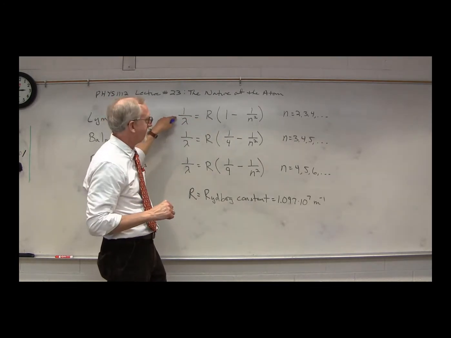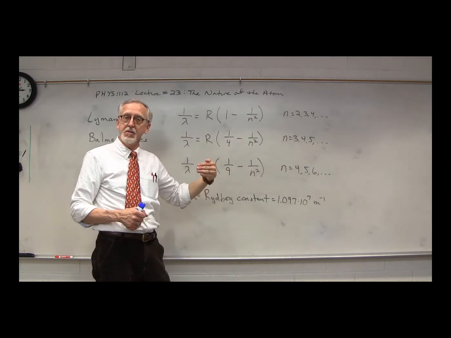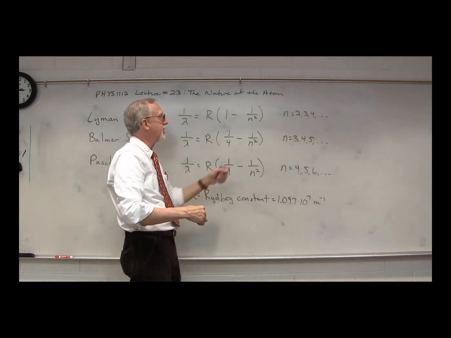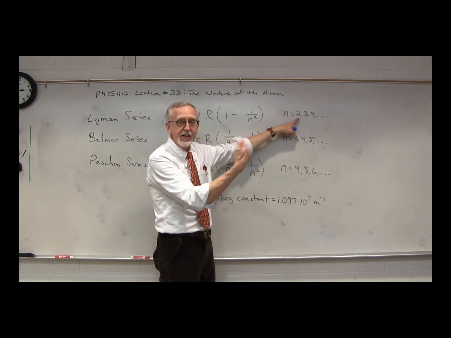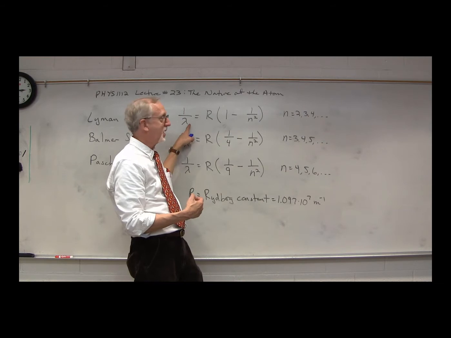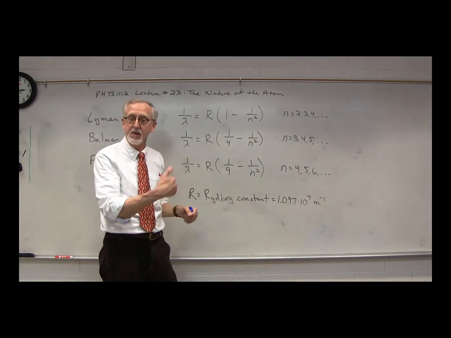But these numbers n then number the lines. The line with the longest wavelength was n equals 2. The next line would be n equals 3. You put n equals 3 in here, you find lambda. The next line, you put in n equals 4 and find what lambda is, etc.